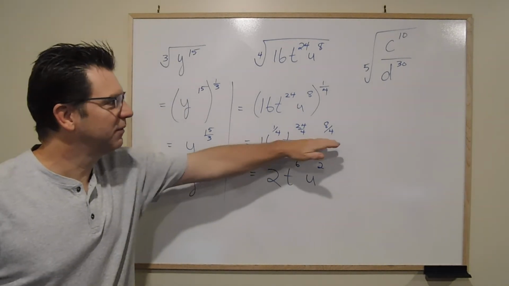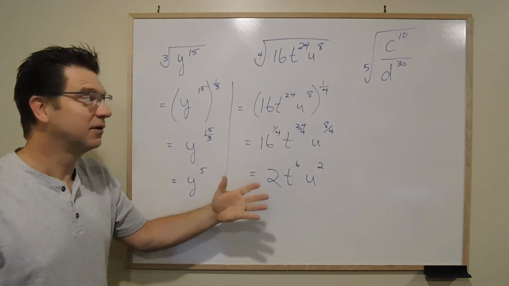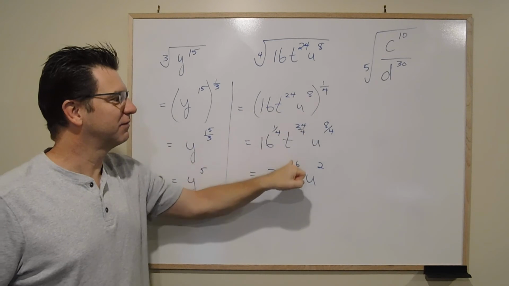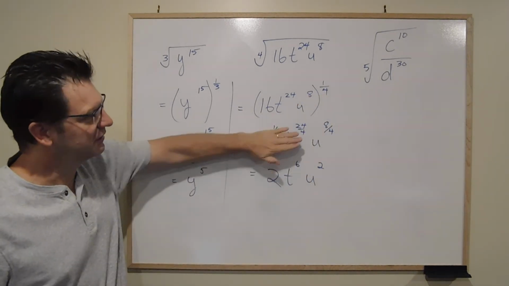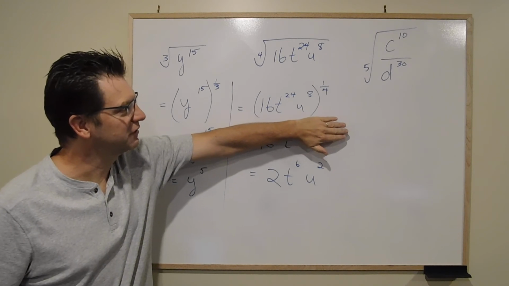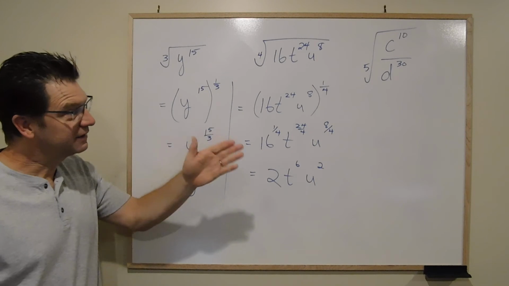Now, this row you wouldn't have to show. You could say, okay, 16 to the 1/4 is 2, and I know that 24 divided by 4 is 6, and I know that 8 divided by 4 is 2. So you could actually skip this row if you're showing a solution and go straight here to the answer. Okay. Let's look at the last one.